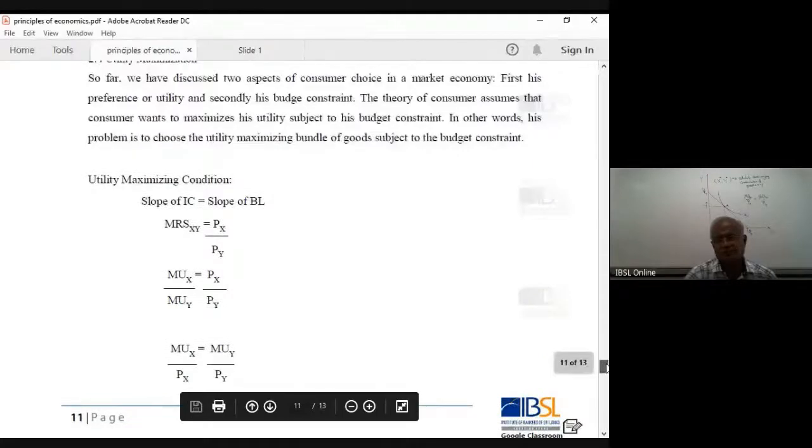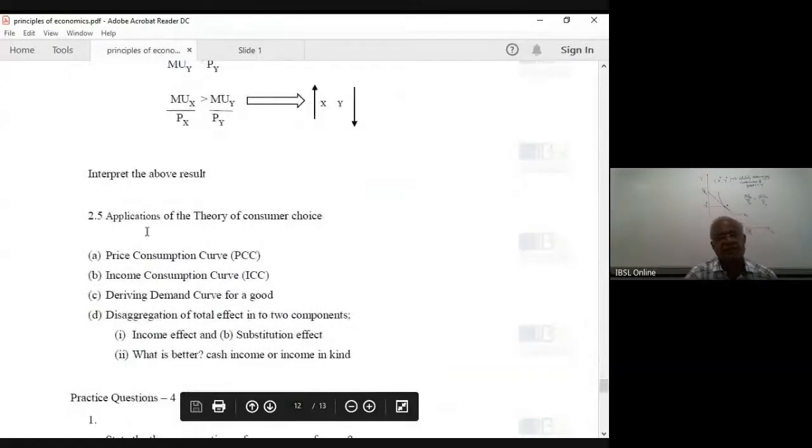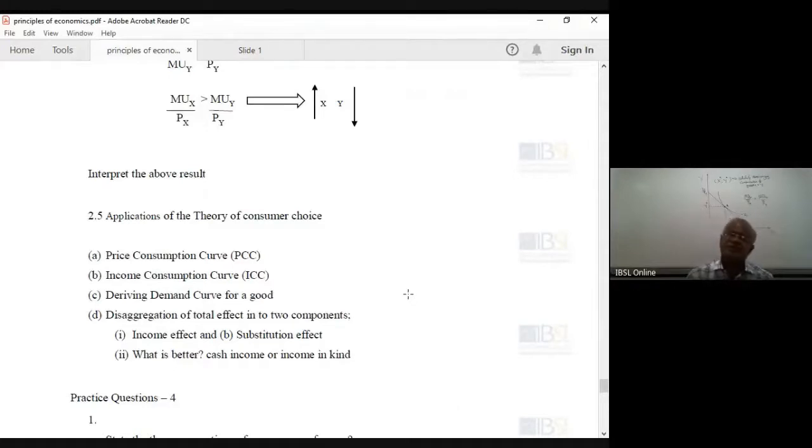MUX over PX. That is the one. Right. Then interpret the above result. Application: now the application of the theory of consumer behavior. Last week we said you can have a theory, but if we cannot apply it to explain actual real world situations and give solutions to real world problems, theory is meaningless. Theory without application is meaningless. But this theory you can apply. These are the applications: price consumption curve we can derive.